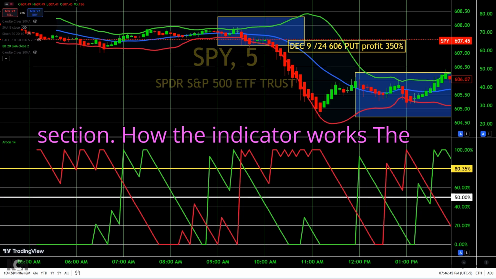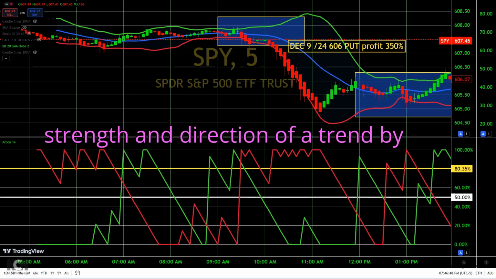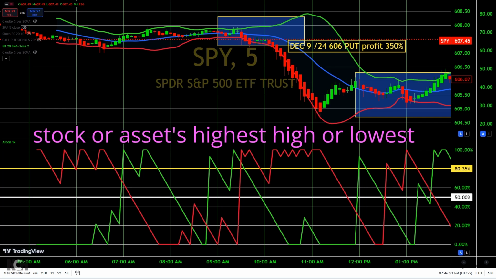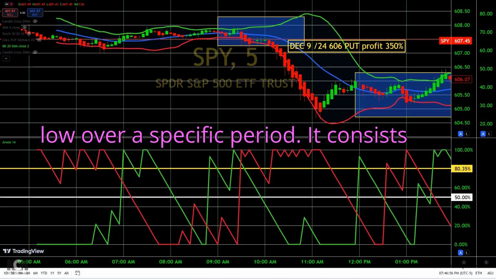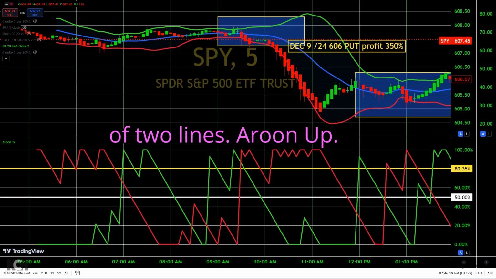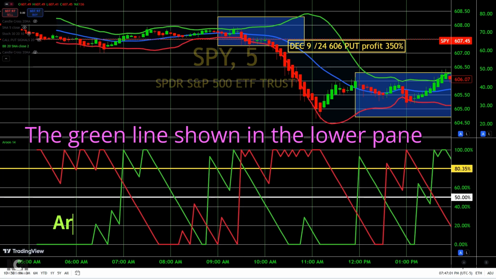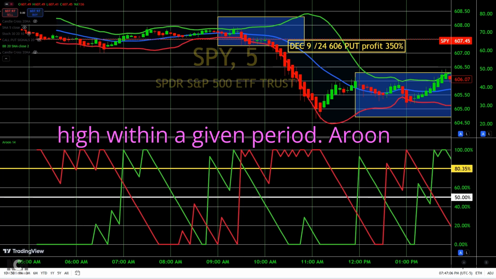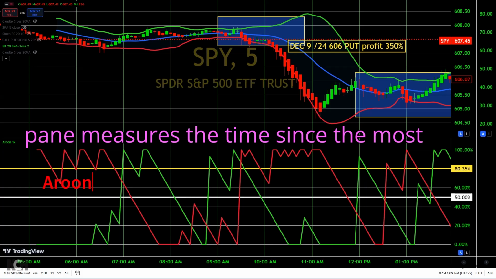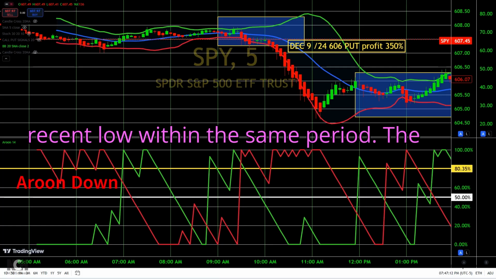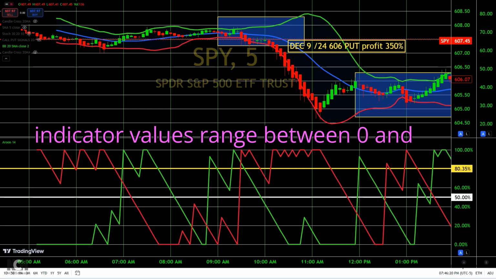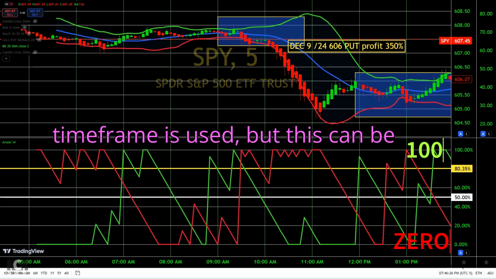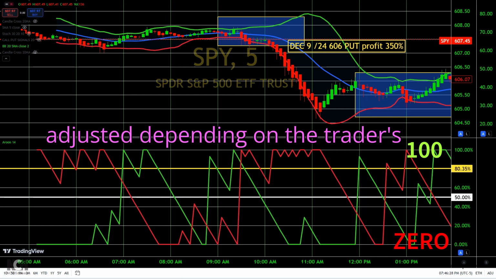How the indicator works. The indicator is designed to measure the strength and direction of a trend by identifying the time elapsed since a stock or asset's highest high or lowest low over a specific period. It consists of two lines. Aroon up, the green line shown in the lower pane, measures the time since the most recent high within a given period. Aroon down, the red line shown in the lower pane, measures the time since the most recent low within the same period. The indicator values range between 0 and 100. Typically, a 14-period time frame is used, but this can be adjusted depending on the trader's preferences.